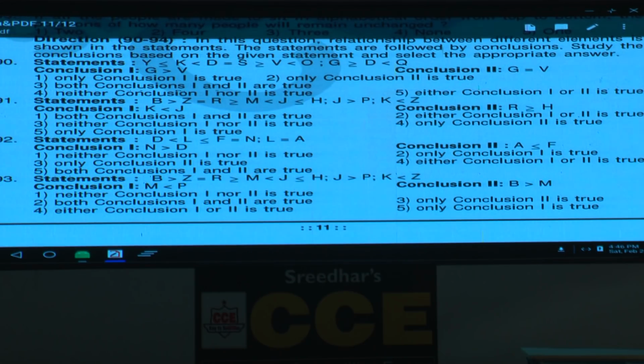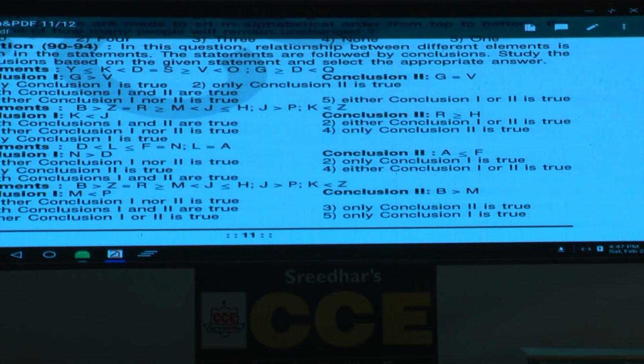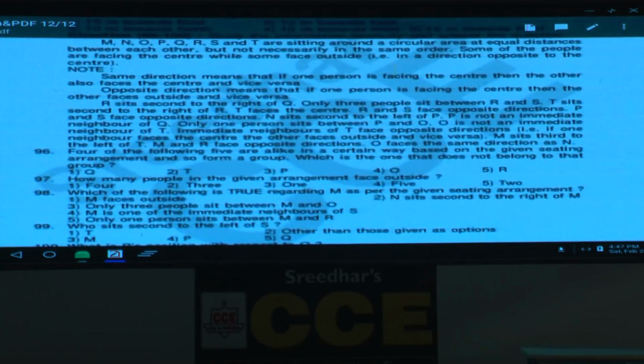Conclusion 1 is false. Then coming to conclusion 2, B and M. The relation between B and M, if you observe here, greater than, equal to, greater than or equals to, which symbol is common? Only greater is common. Hence B greater than M is definitely true, hence only conclusion 2 follows, that is choice 3. Question number 93, it is choice 3. Then question number 94.